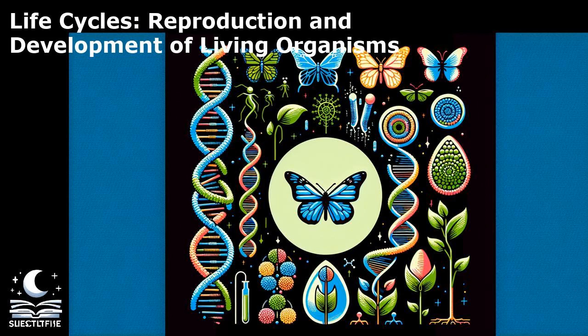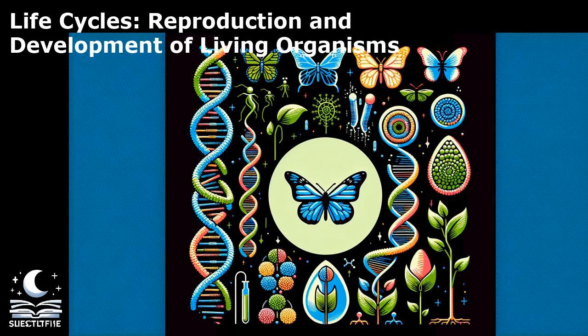Another intriguing form of asexual reproduction is budding, seen in organisms like yeast and hydra. In budding, a small outgrowth or bud develops on the parent organism and eventually detaches to form a new individual. This method allows for the production of genetically identical offspring without the need for mating.